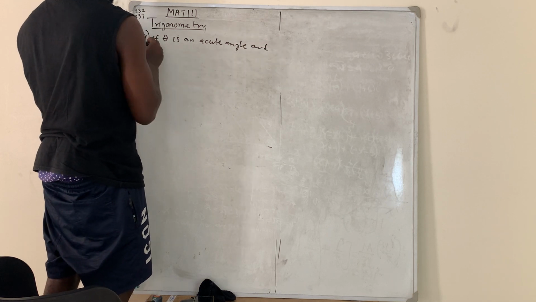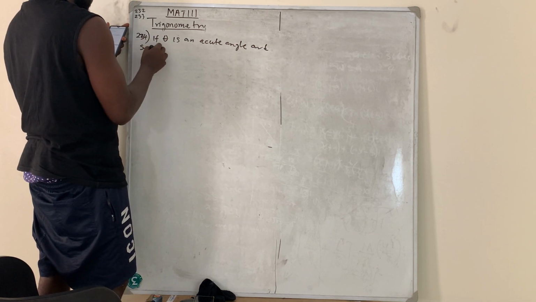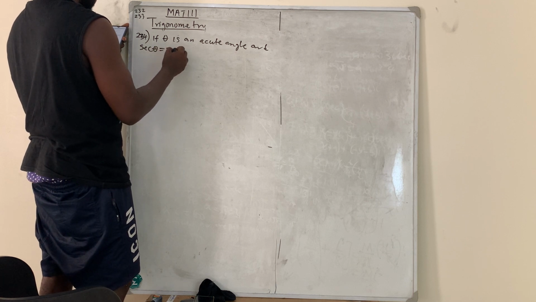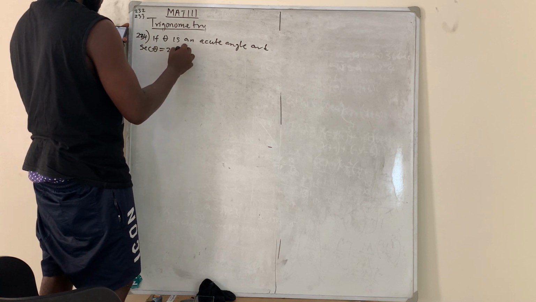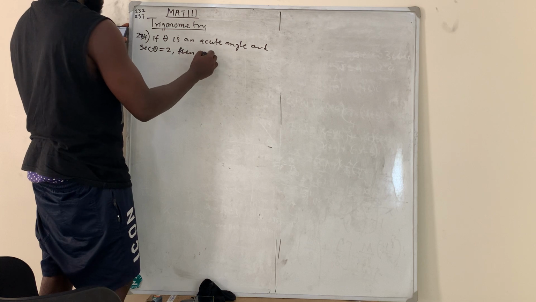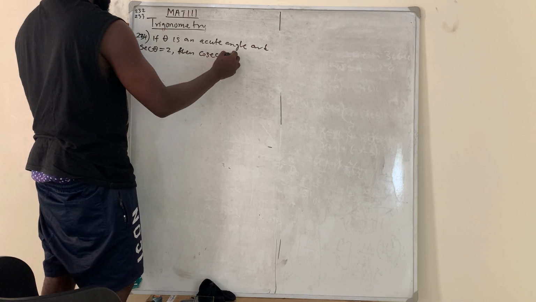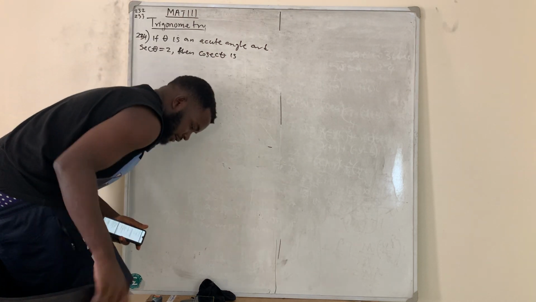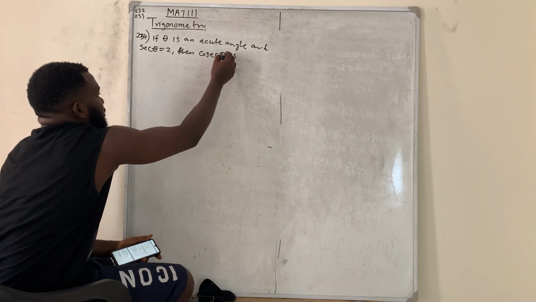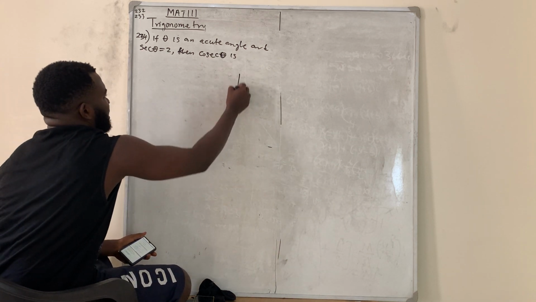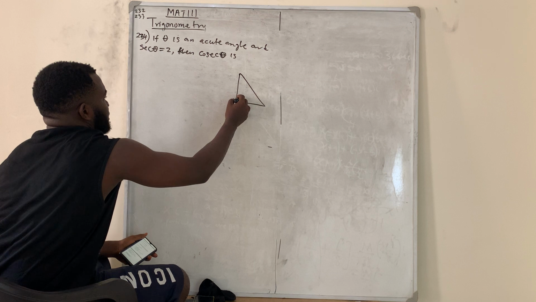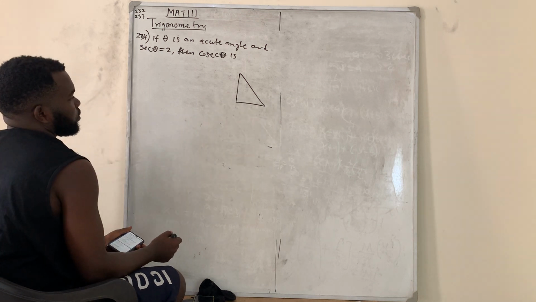So 234 said if theta is an acute angle and sec theta is equal to 2, then find cosec theta. Since it is an acute angle, we don't have any problem at all. It's in the first quadrant.